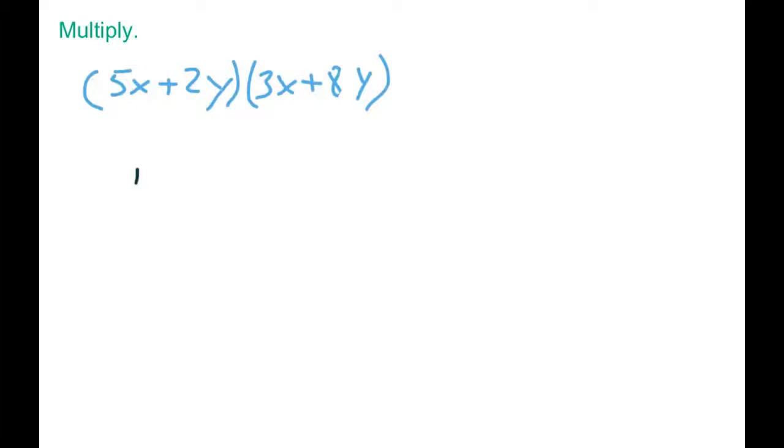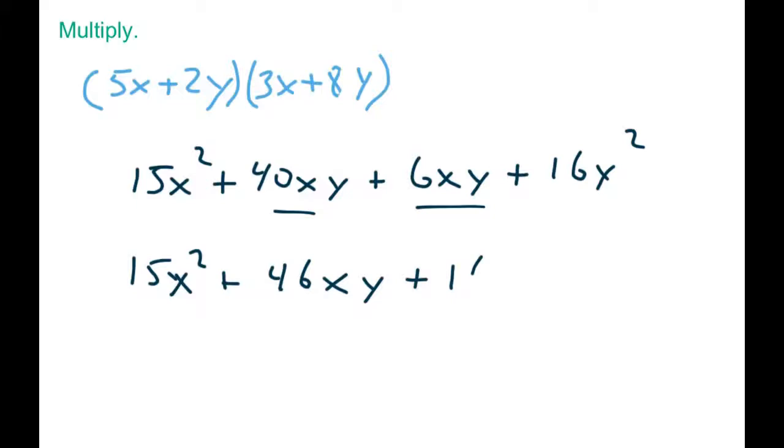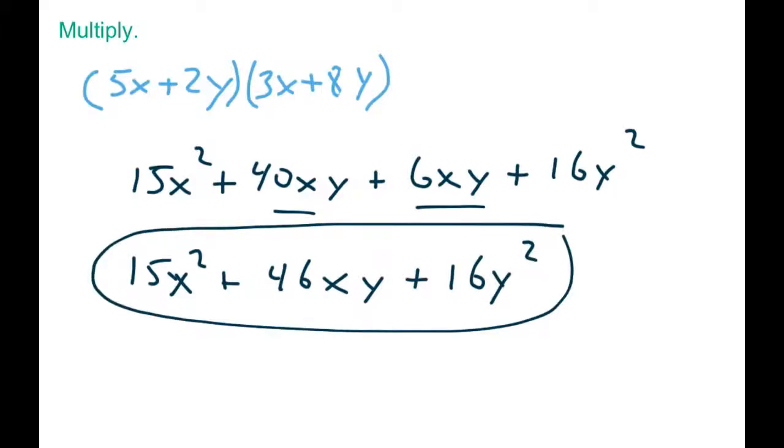First, 5x times 3x is 15x squared. Outside, 5x times 8y, 40xy. Inside, 2y times 3x, 6xy. And then last, 2y times 8y, 16y squared. So it looks like I have some like terms here. 15x squared plus 46xy plus 16y squared. Once again, multiply two binomials and I got a trinomial.